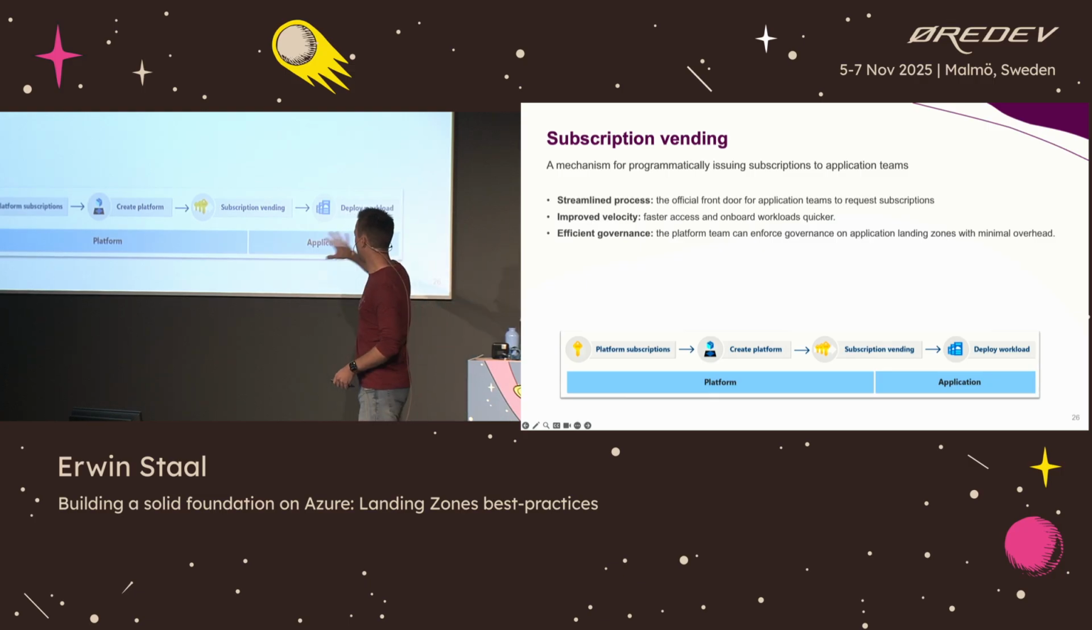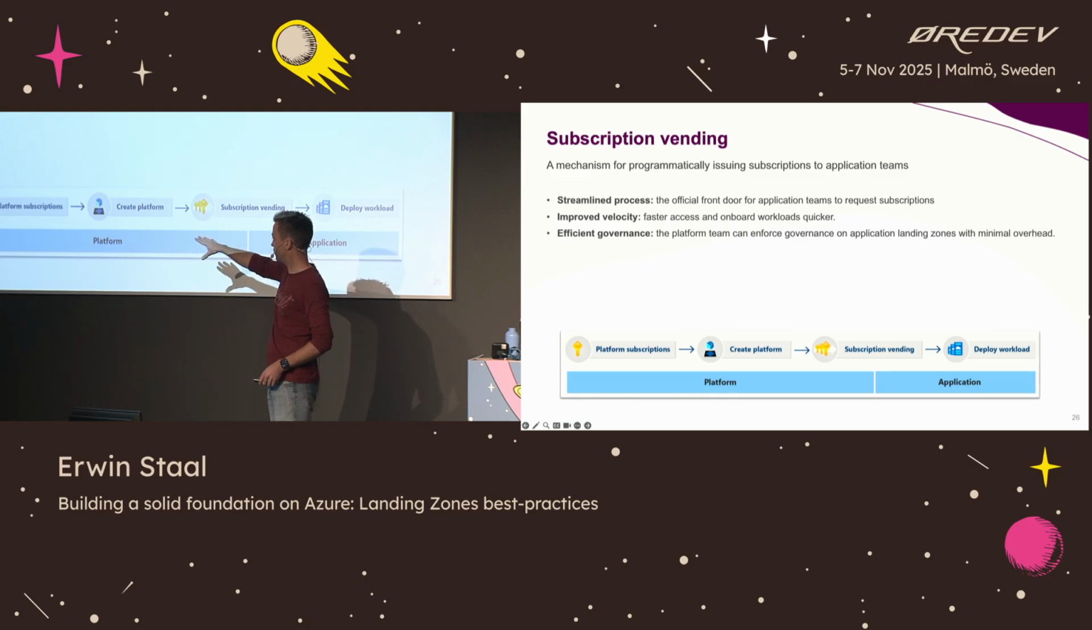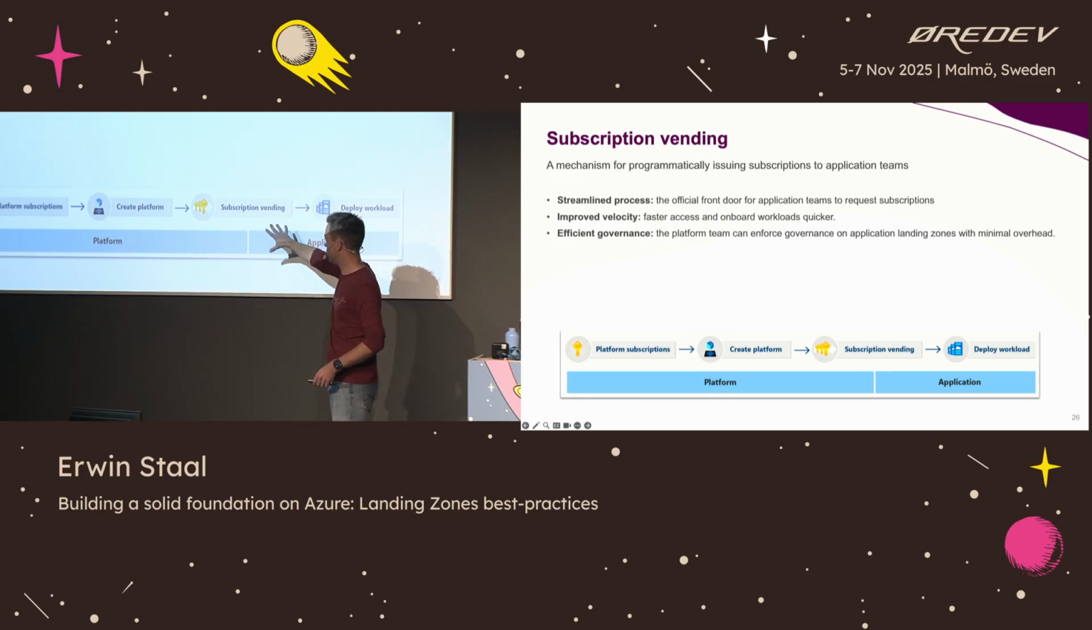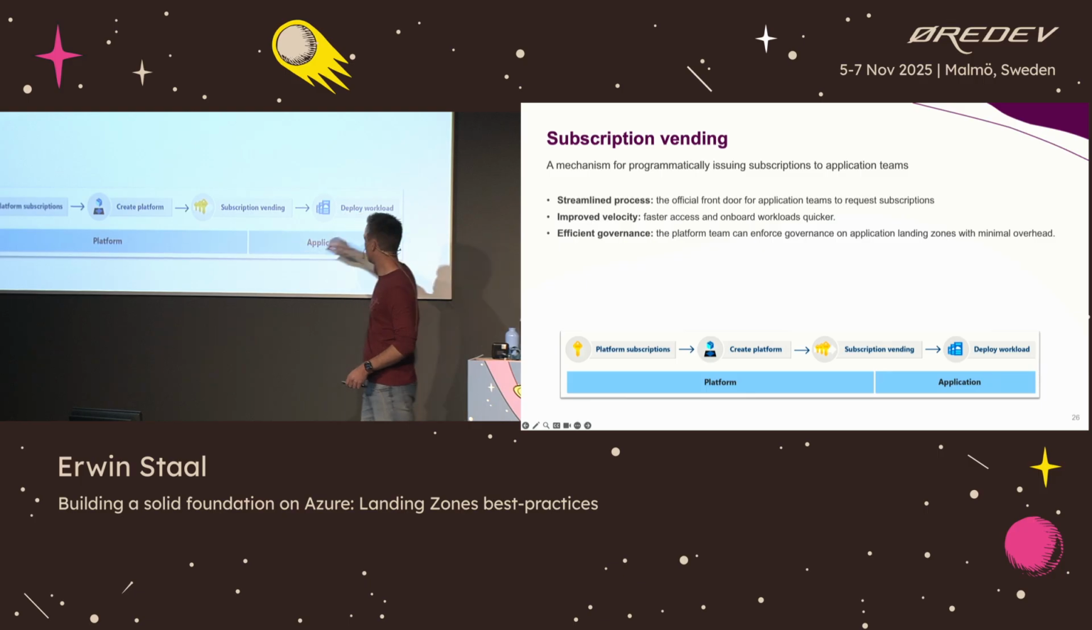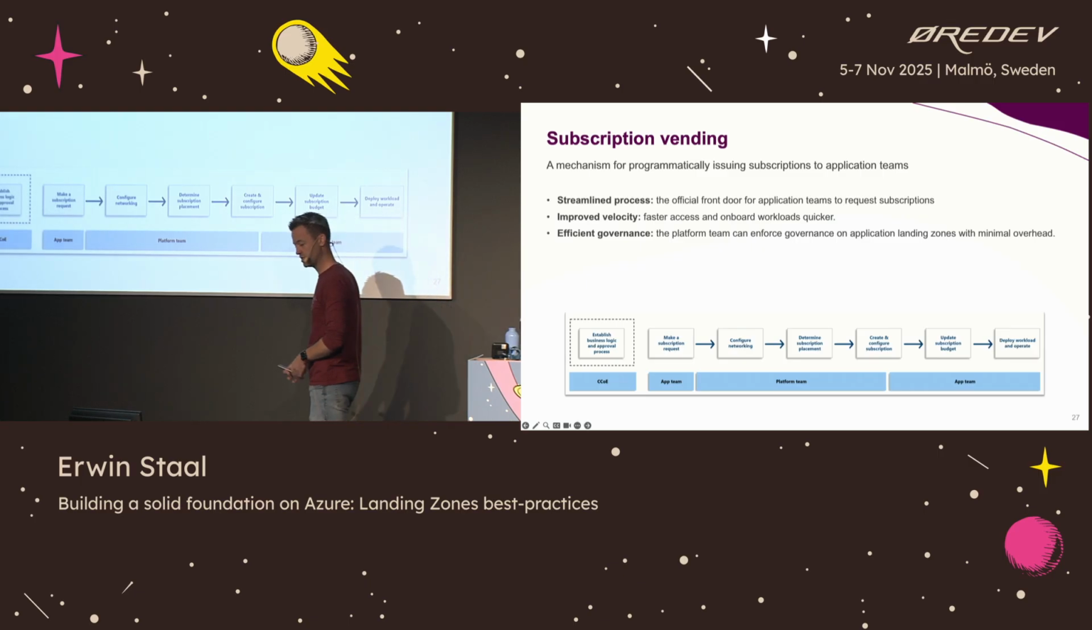So on a high level, moving into landing zones is being shown in the image here. So you first need platform subscriptions to create the platform. Then you can start with subscription vending for application landing zones so application owners can deploy their workloads. If we dive in a bit deeper, then this is a process that you could follow, and it's quite similar to what we actually do at the hospital these days.